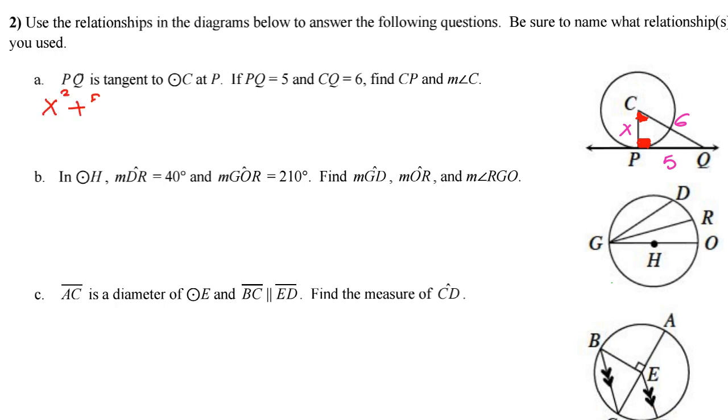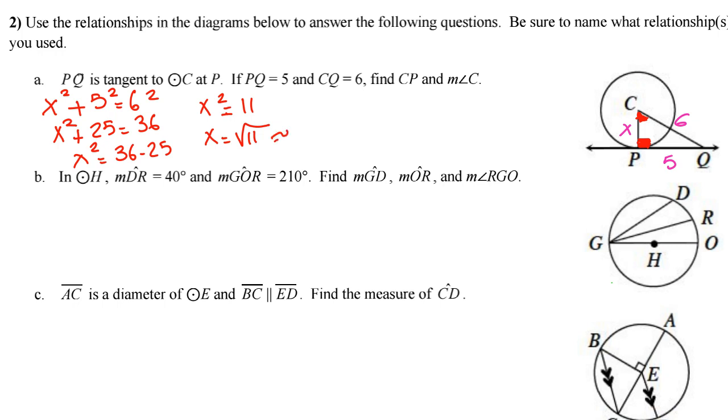I'll put x squared plus 5 squared is equal to 6 squared. Simplifying further, x squared plus 25 is equal to 36. x squared is equal to 36 minus 25, which makes x squared equal to 11. And from there, x is equal to the square root of 11, which is approximately 3.3. Now I figured out the value of CP. So CP is approximately 3.3.